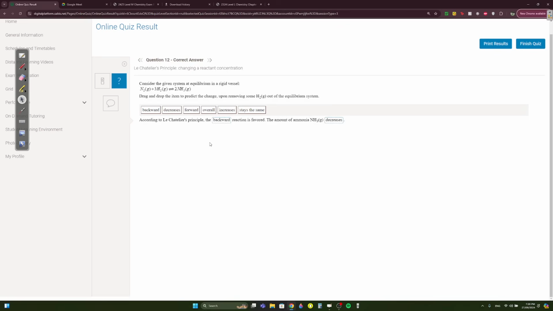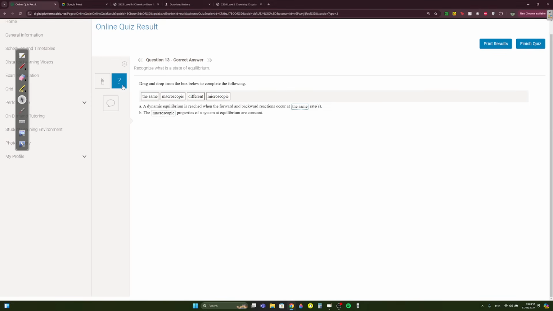Okay, now 12. They gave you a reaction again: nitrogen, hydrogen, ammonia. They said predict what happens when you remove H2, so they're decreasing H2. Surely the system will have to increase H2. If you want to increase H2, you're going to go backward. So the backward reaction is favored. Surely when it goes backward, NH3 decreases. It doesn't need that much. In the exam, these questions should not take you more than 45 seconds. You read the question, instant reading, and solve it.